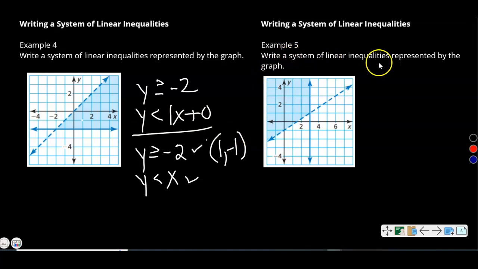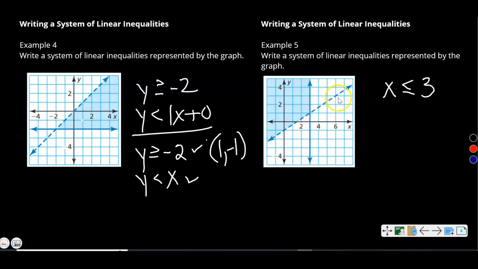All right, example 5, write a system of linear inequalities represented by the graph. All right, so here's our y-axis, here's our x-axis, and we can see this is a vertical line. So this one's going to go through x at 1, 2, 3. So this is going to be x. And we can see that it's everything less than, because 2 is less than 3, 1 is less than 3, and it's shaded in this direction. So this will be less than or equal to. And again, this is just 3 because 2, 3, 4. So x less than or equal to 3 represents this solid line here.